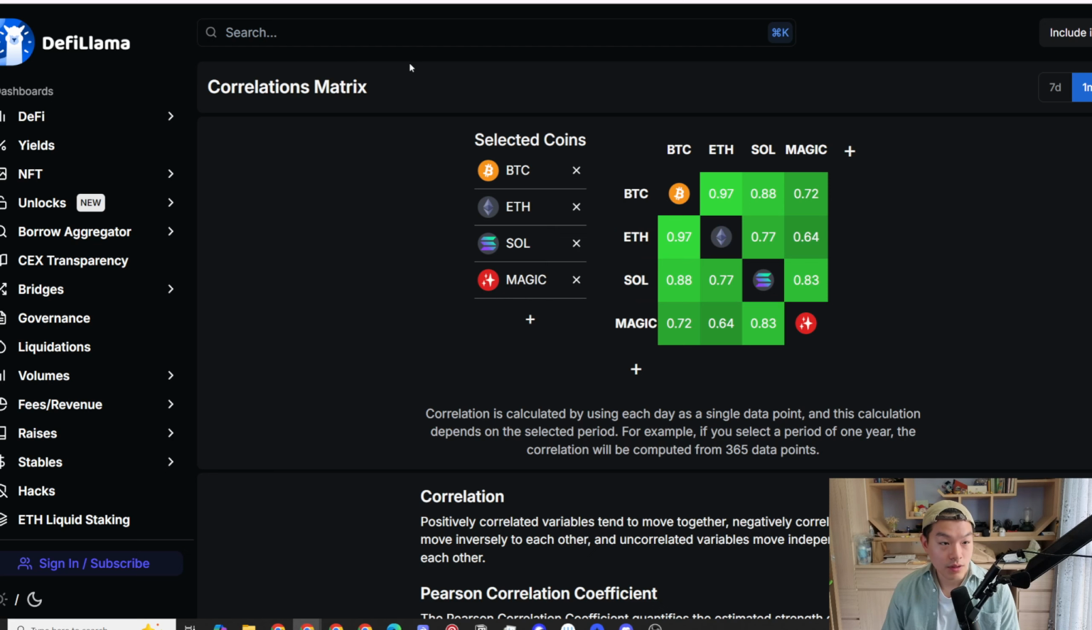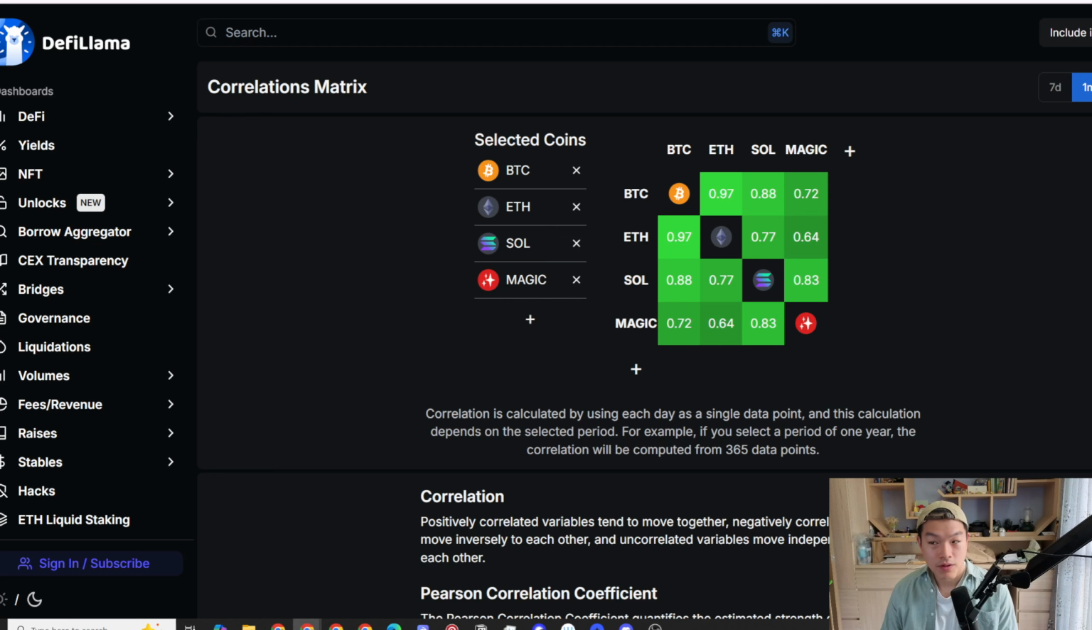You could go on sites like DeFi Llama to check the correlation, and you can change the time frame to 7 days, 1 month, or 1 year. I've pulled up 4 tokens here and they're all pretty correlated on the 1 month time frame, as they should be, because most cryptos and alts are correlated. They typically follow Bitcoin's price action. When Bitcoin is pumping, stuff like Ethereum, Solana, and even smaller cap altcoins like Magic typically pump.